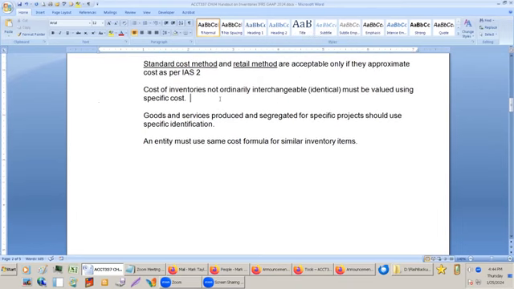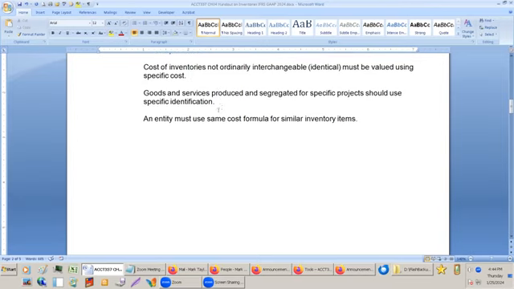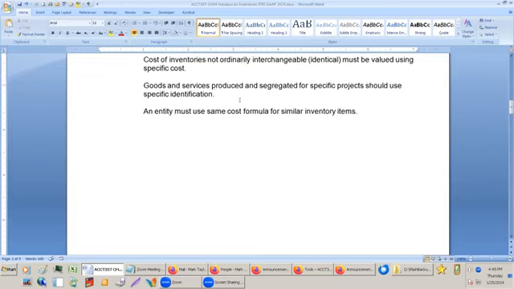Inventory that is not interchangeable, identical items, must be valued using a specific cost. Okay, that makes sense. For instance, like cars, some cars come loaded with a bunch of stuff, even though they're the same car. They're not identical. Okay.